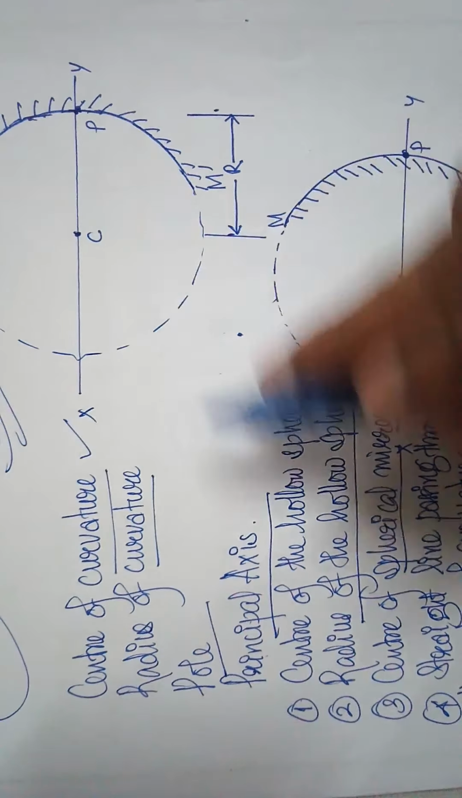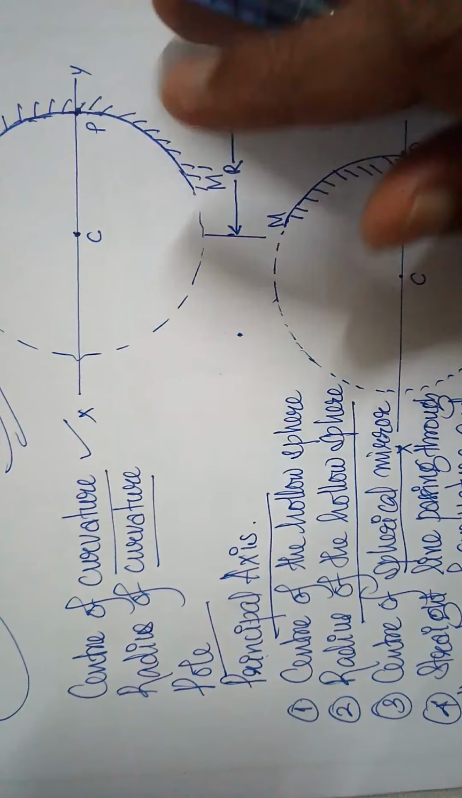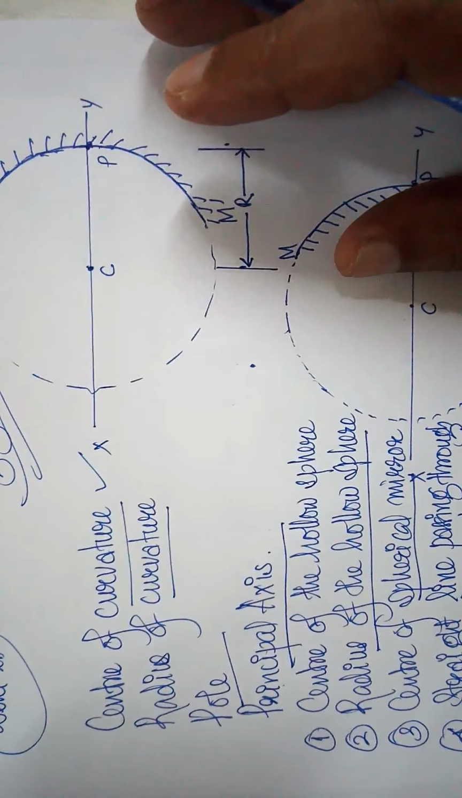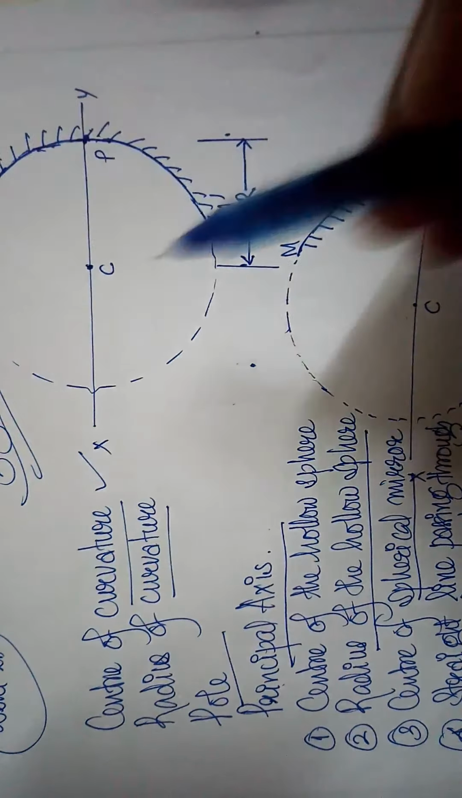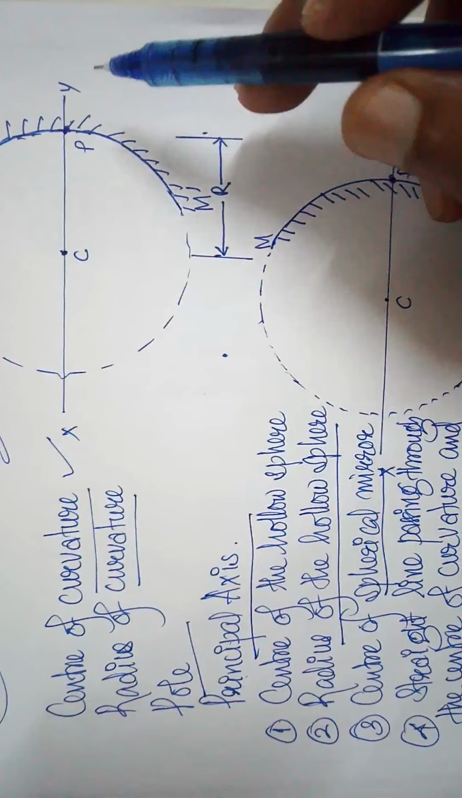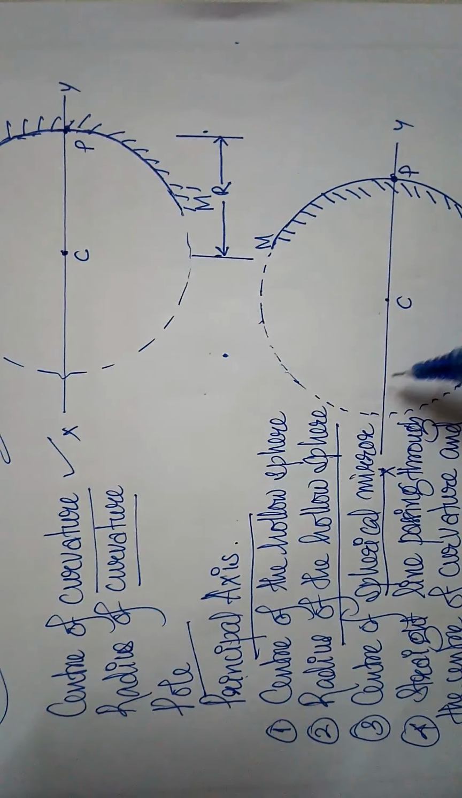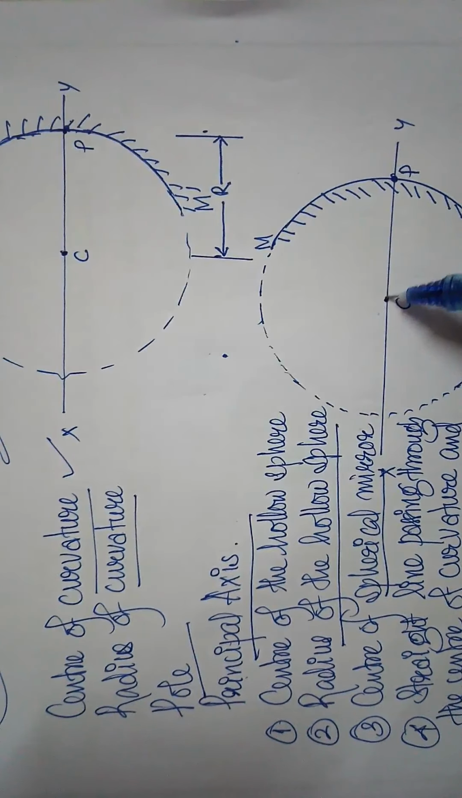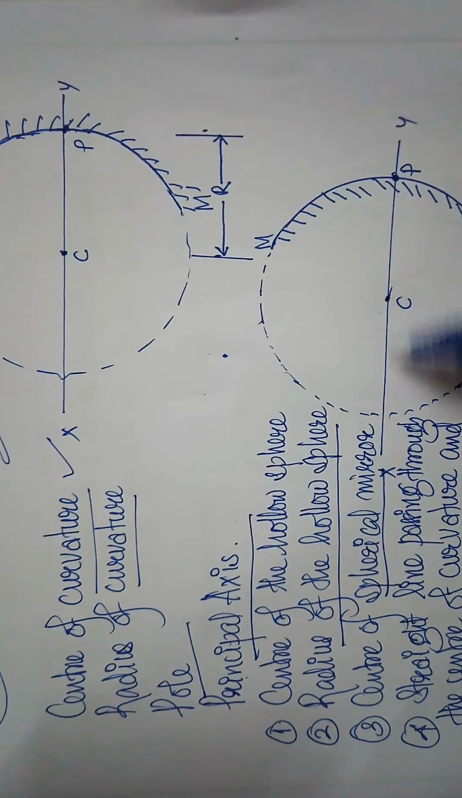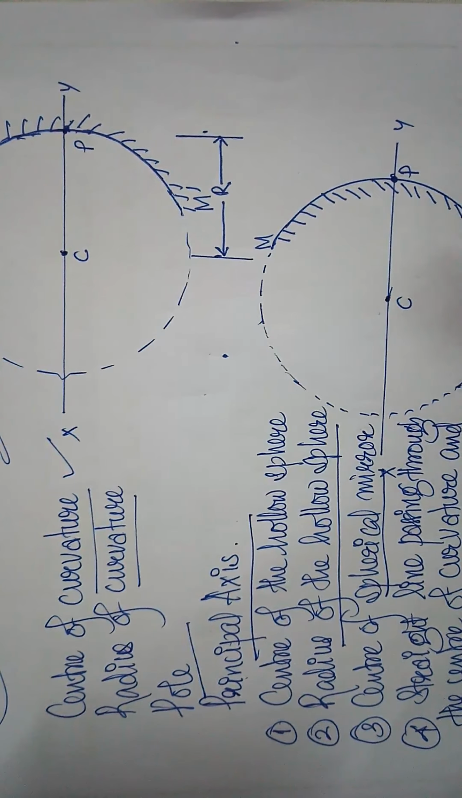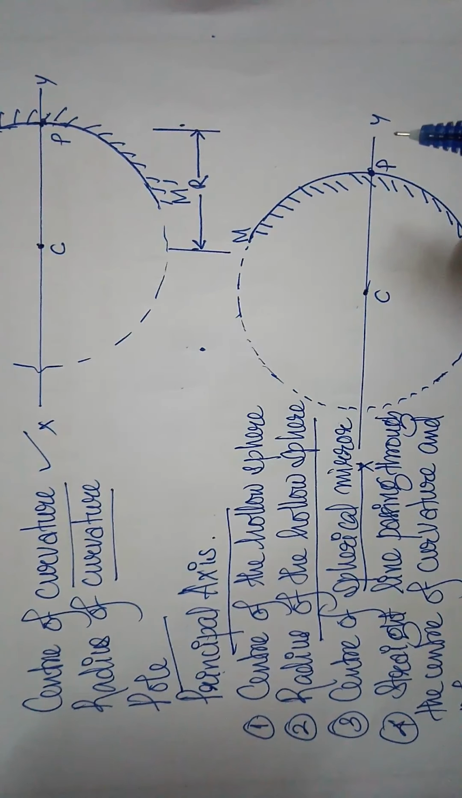Now, the straight line passing through the center of curvature and the pole of the spherical mirror is called the principal axis. So what is the principal axis? The principal axis is a straight line passing through the center of curvature and the pole. Now, what is an aperture?